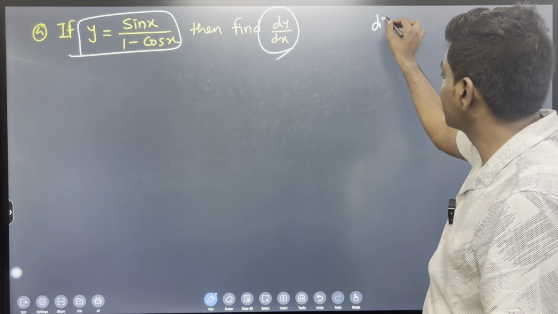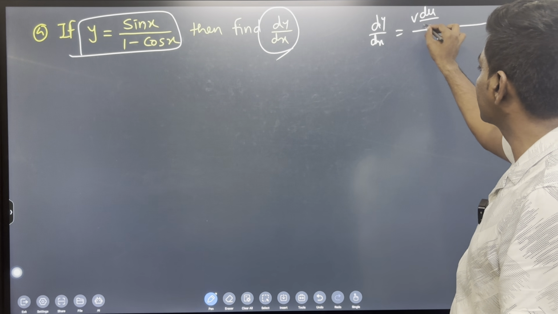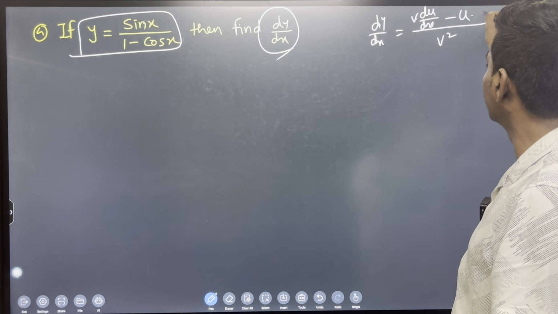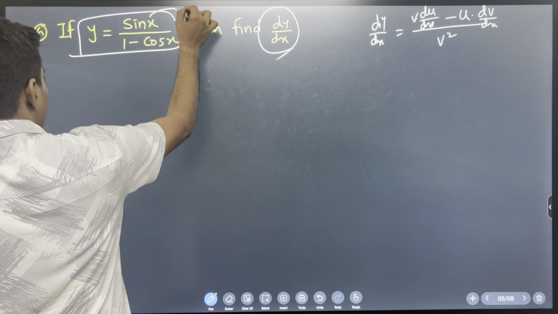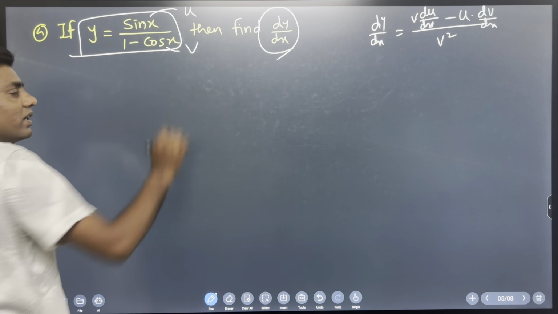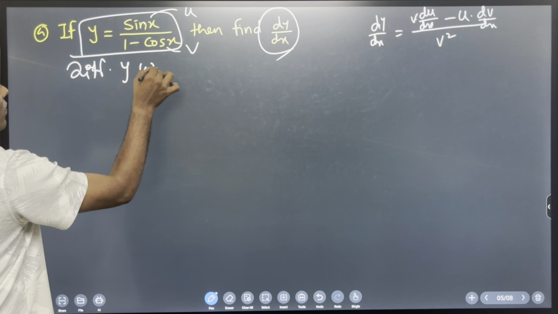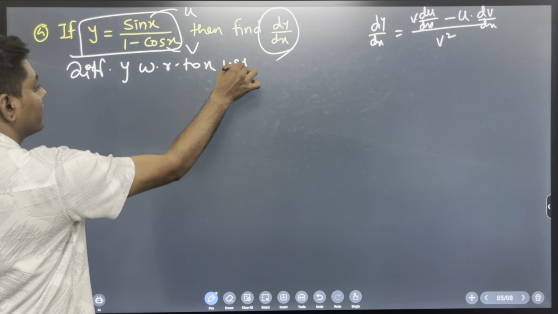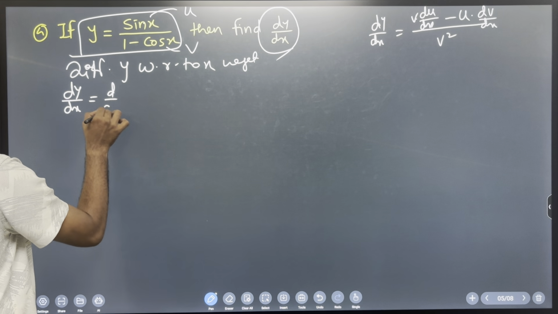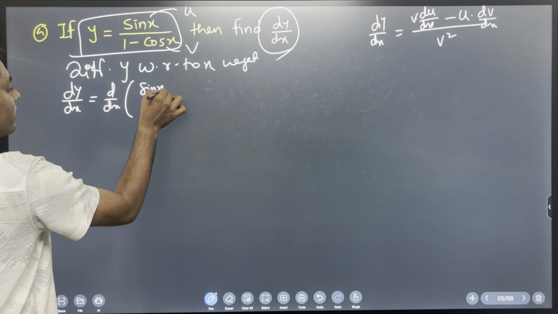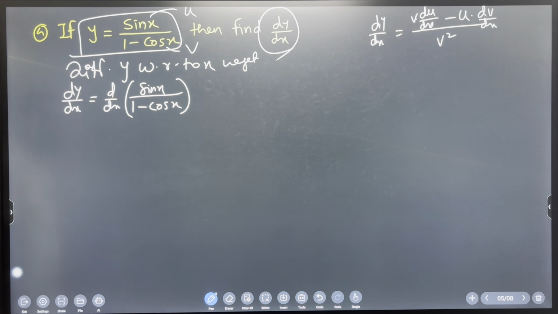So that is dy by dx equals v square, v into du by dx and then minus u into dv by dx. So now here whenever we compare, sin x is our u and 1 minus cos x completely is our v. So first step very easy, differentiating y with respect to x we get dy by dx on both sides equal to d by dx of sine of x divided by 1 minus cos of x bracket complete. So now a very easy question to understand.